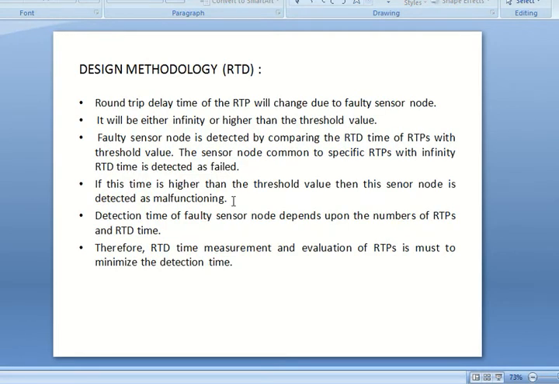So we need a proposed system in order to overcome the disadvantages of the existing methods, that is our RTD method. In the RTD method, a faulty node is identified. Round trip delay will be either infinity or higher than the threshold value. The faulty sensor node is detected by comparing the RTD time of the round trip path with the threshold value. If the delay is higher than the threshold value, then the sensor node is detected as malfunctioning. If the delay is infinity, then that sensor node is identified as a failure node.